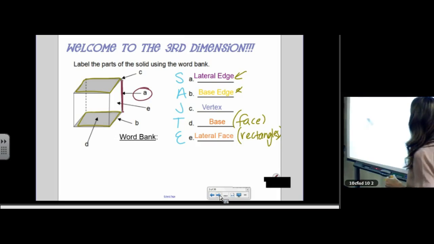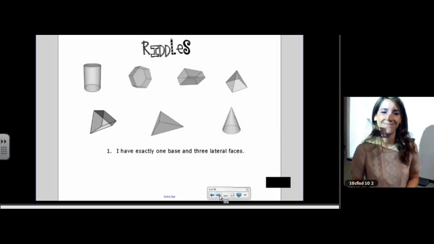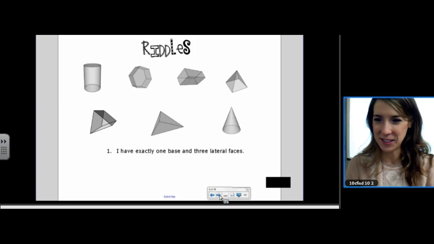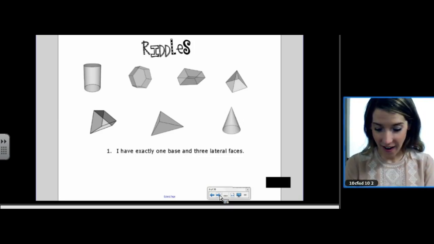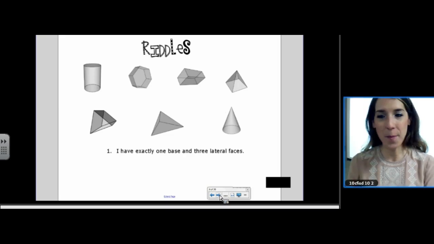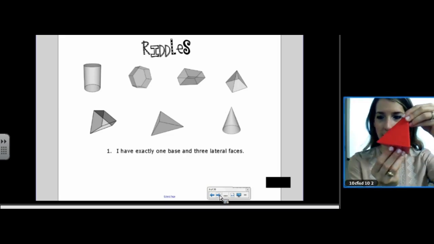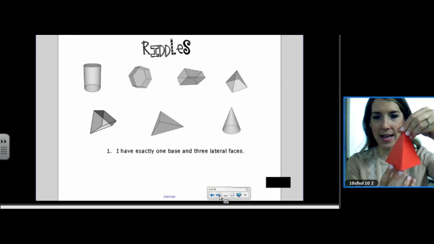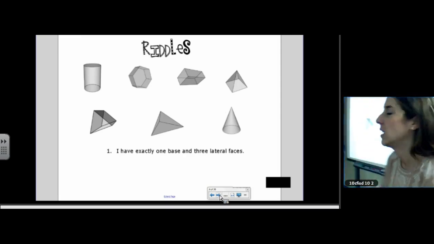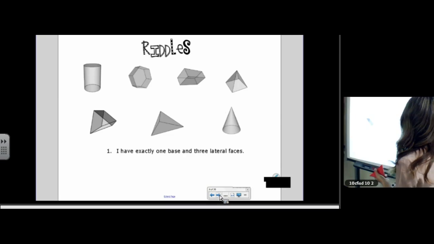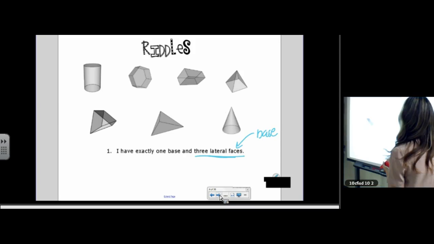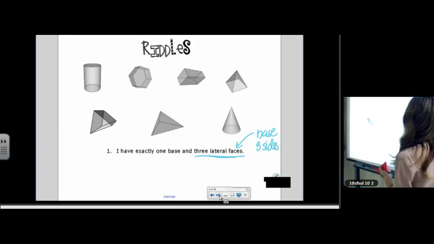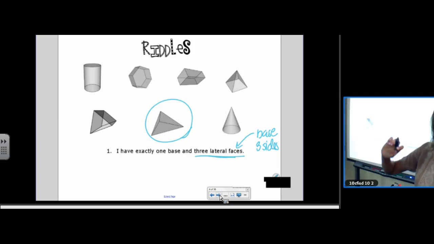All right, let's do some riddles. How tall are you? You answered me. Okay. I have exactly 1 base and 3 lateral faces. Okay, so we gave it away right there. I have one base. Well, it's not a prism because prisms have two bases. So if I have one base and three lateral faces, I am a pyramid. If there's only three lateral faces, then that means the base has three sides, and so we've got triangular pyramid.